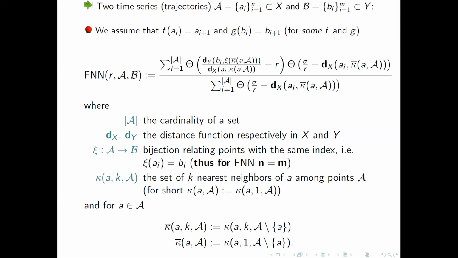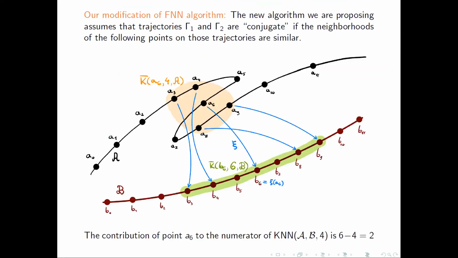So for example, if AJ was the nearest neighbor of AI, then it means that here I have the distance of BI and BJ. Let's say, assuming that this is the correspondence between the two time series. And in this way, it checks whether trajectory point BI corresponds in a way to this trajectory point AI.